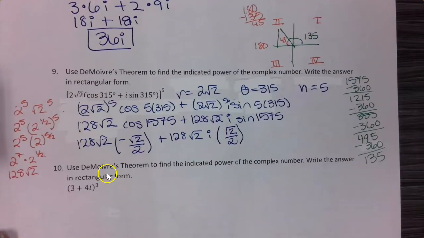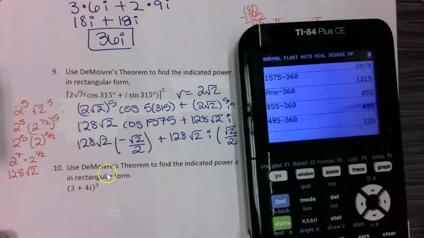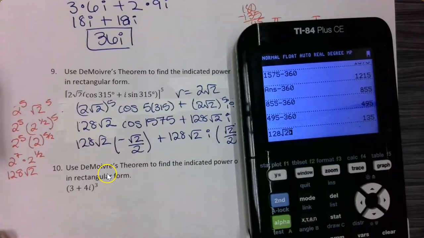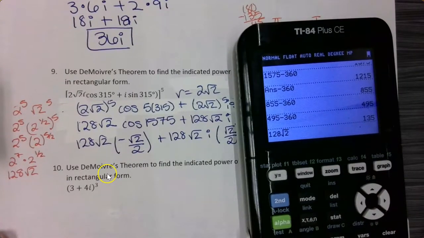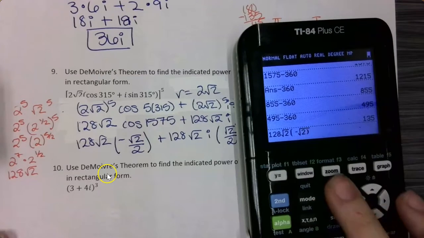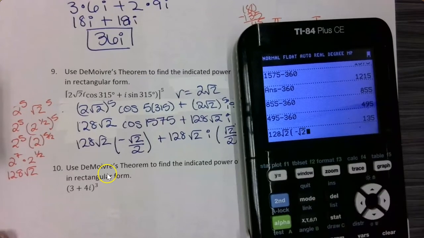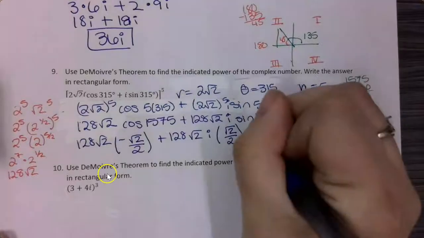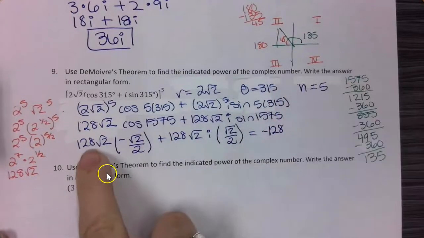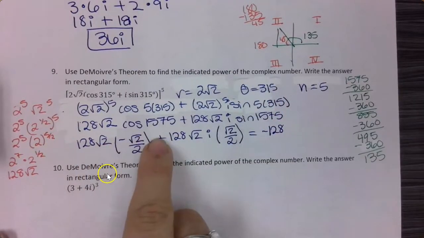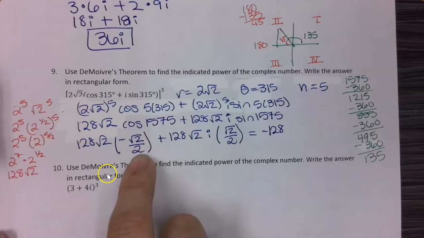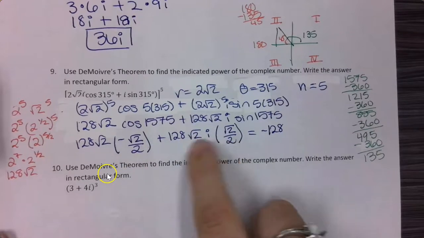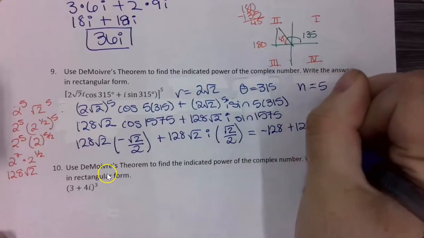Then I just want to multiply. So I can take this 128 square root of 2 and multiply by negative square root of 2 divided by 2, which just gets me negative 128. The reason this works is because the radical 2's, when multiplied together, turn into a 2, and then they divide out with this 2 right here. So when I do it again over here with my i term, it's just going to be positive 128.